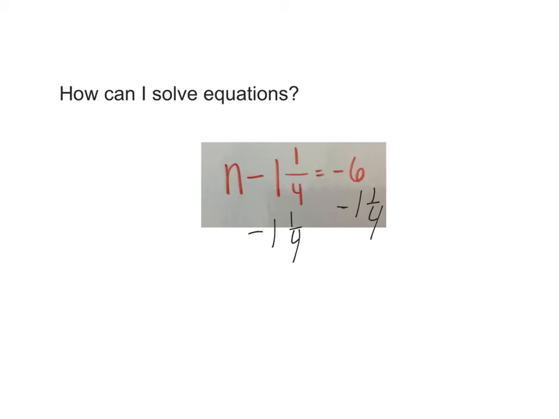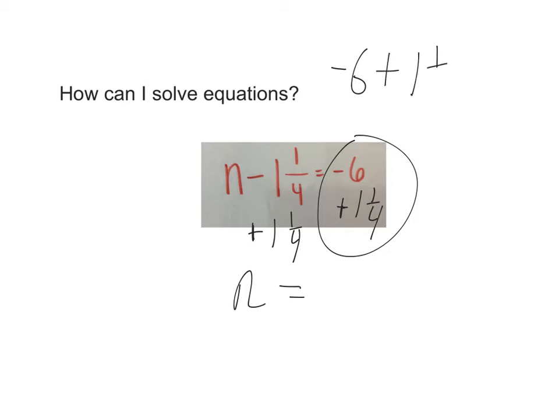So the left side of the equation is going to be pretty simple. It's going to end up as n equals, I made a mistake. It's actually, I'm subtracting 1 1/4, so I need to add it. So adding 1 1/4, not subtracting. Anyways, now that this side is going to be n, over here I need to solve this addition of rational numbers problem, which is going to be -6 plus 1 1/4.